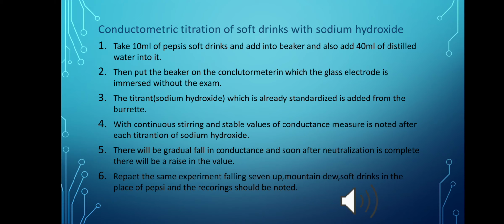The titrant NaOH is added from the burette with continuous stirring, and stable values are obtained with each addition of NaOH. We will observe that there is a sudden change in conductance. First, conductance decreases, and at a particular point the conductance starts increasing. The particular point at which the conductance increases is called the equivalence point.